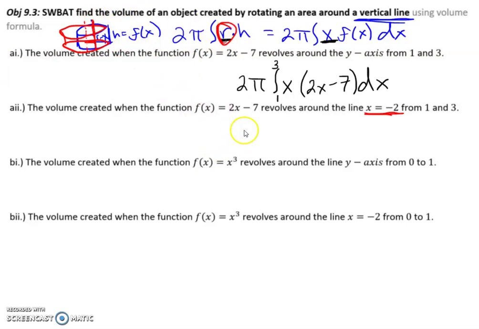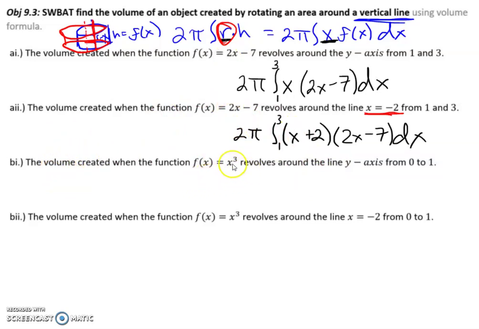So our integral is going to be almost the exact same. 2 pi, integral from 1 to 3. This time, our radius is going to be x plus 2 instead of just x because it's increased by a value of 2. And then 2x minus 7 is still the function value. Again, if you wanted to integrate this, you could. You'd have to FOIL it out first, but that's just time.